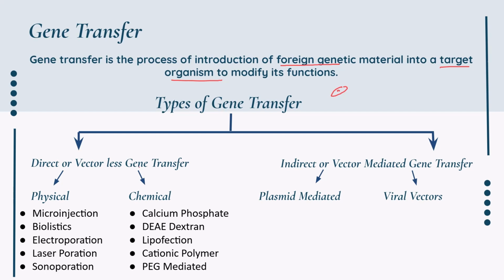When we look into the types of gene transfer, they can be broadly classified into two: direct or vectorless gene transfer, and indirect or vector mediated gene transfer. Direct can further be classified into physical and chemical methods. Among the physical methods, microinjection, biolistics, electroporation, laserporation, sonoporation, etc. are a few major methods. And in chemical methods, calcium phosphate, DEAE Dextran, lipofection, cationic polymer, and PEG mediated transfer are a few.